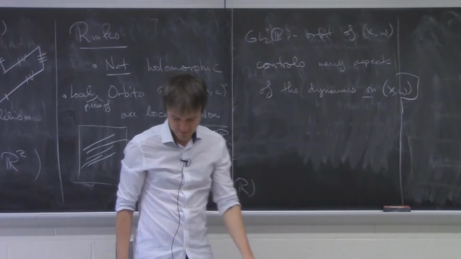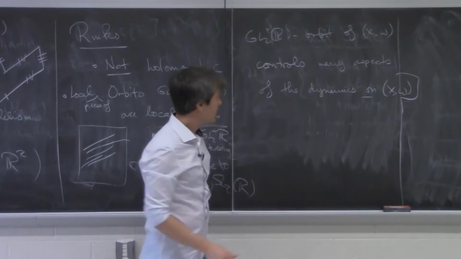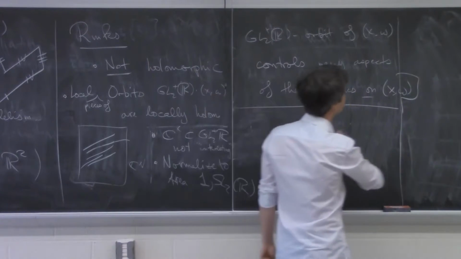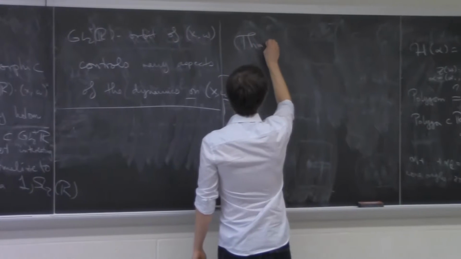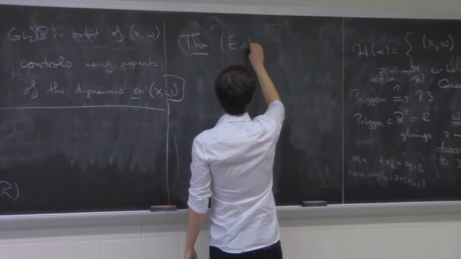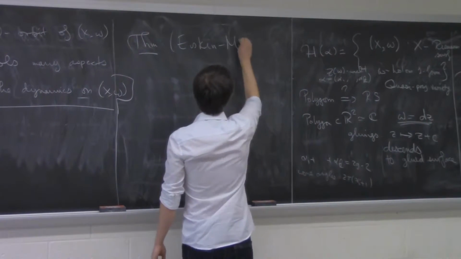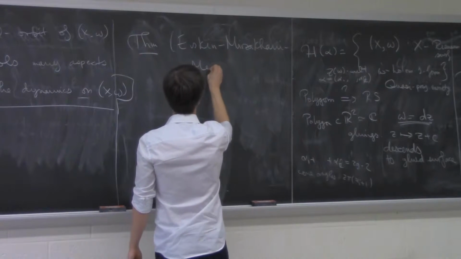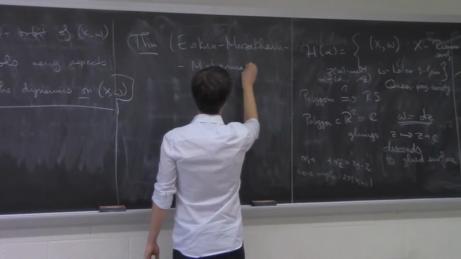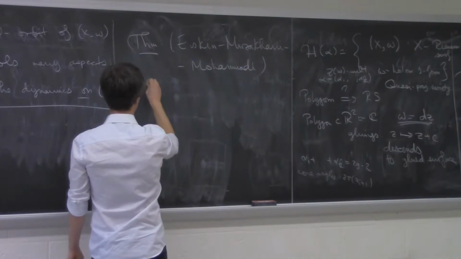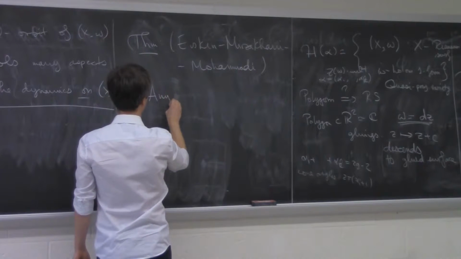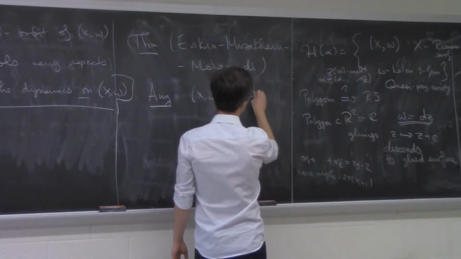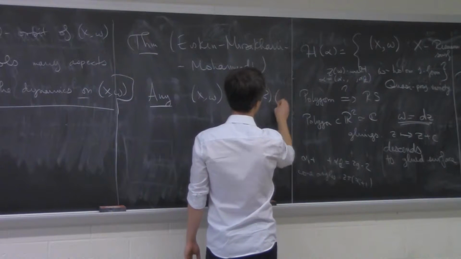That's the story, and so the key theorem here, due to Eskin, Mirzakhani, and Mohammadi, is that for any (X, omega), the GL2R orbit closure, so not the orbit itself, but you have to take the topological closure.